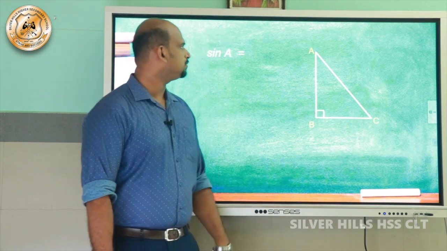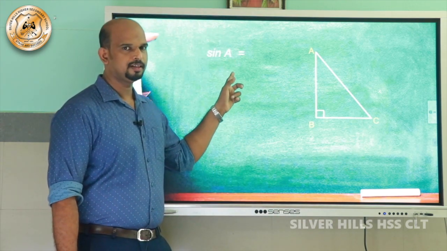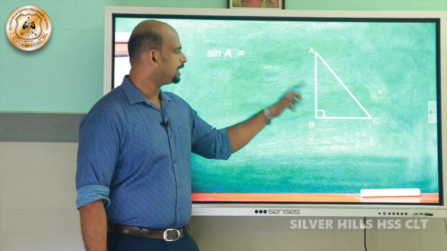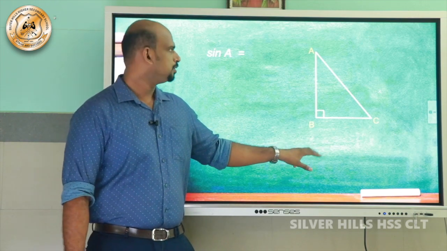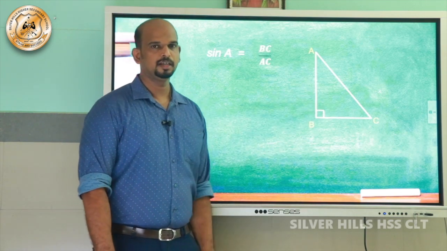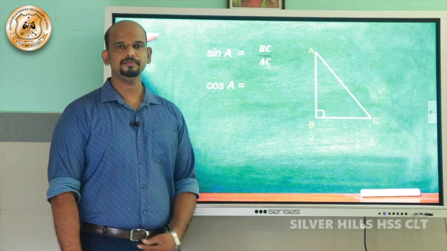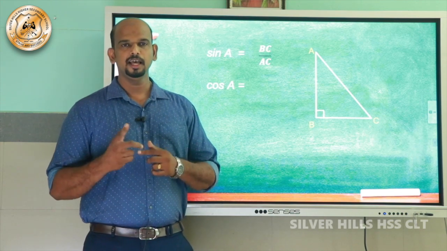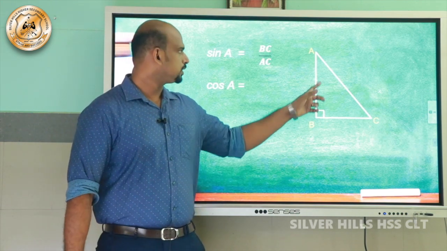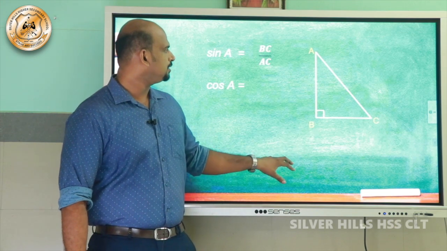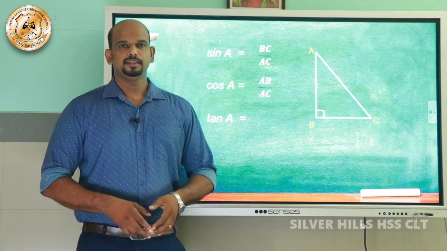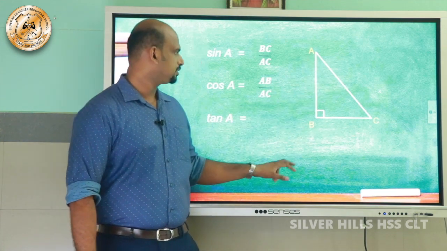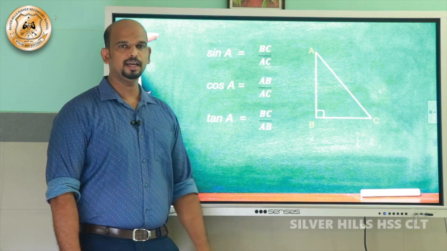Now here what is sine A? Sine of an angle is opposite side divided by hypotenuse, so sine A is equal to BC by AC. Now what is cos A? Cos A is adjacent side divided by hypotenuse, so cos A is equal to AB by AC. Then tan A is opposite side divided by adjacent side, that is BC by AB.